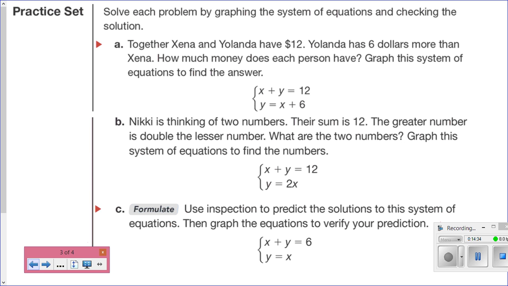You can see these are your practice set problems. You have A, B, and C to complete before tomorrow. Make sure you get these done and make sure you take your time. Remember to always choose the right method for graphing your lines. It makes it a lot easier.